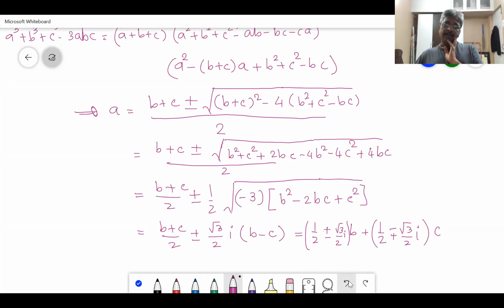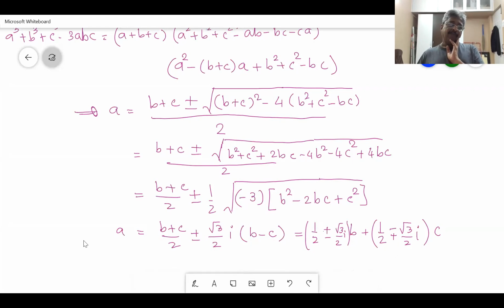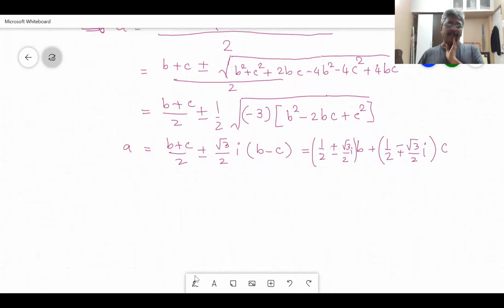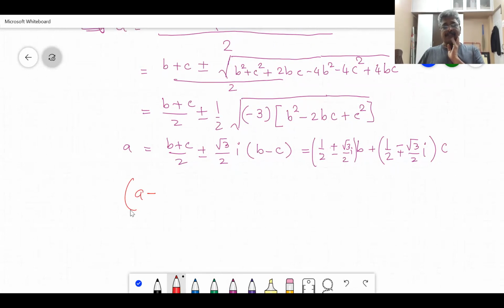Okay. So this is what is A. Therefore, factors, if we want to write factors, then the second factor will be A minus this quantity. Which quantity? I mean, let us choose the upper one now.